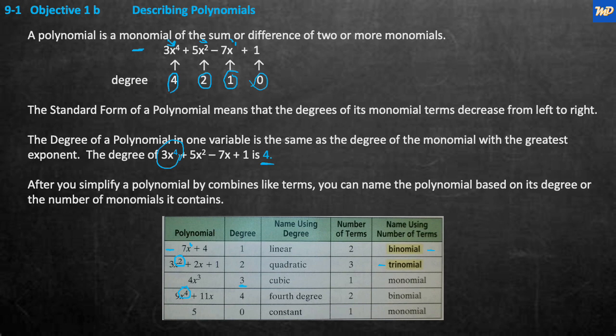Okay? And I might have skipped it in the very first one. 7x plus 4 is degree 1, and it's called linear. It's because it's the power of 1, linear, like a line, right? Number of terms, 2, binomial.